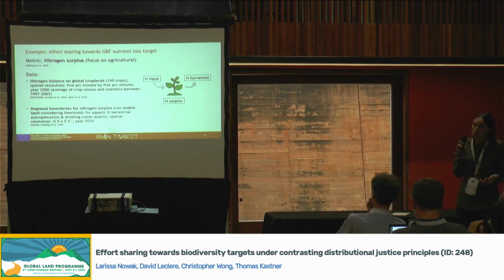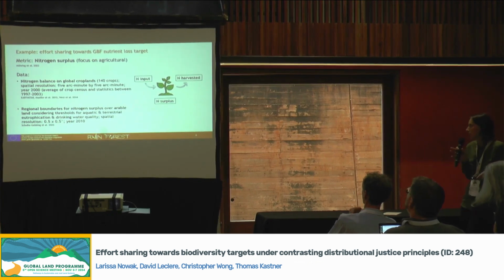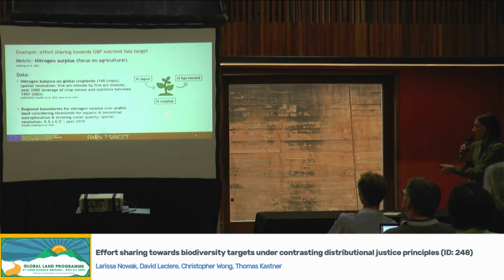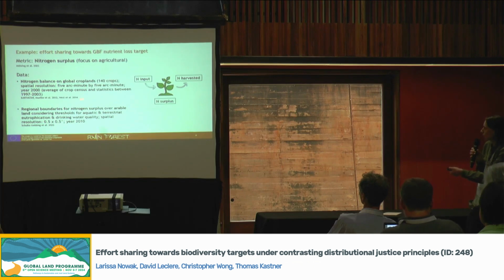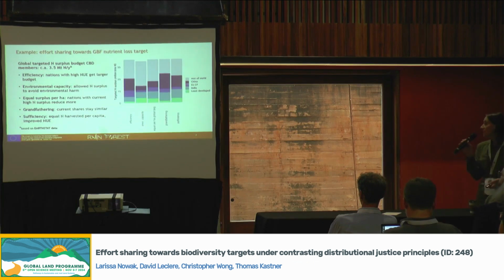In order to look into this, we focused on the agricultural sector, and we focused on the metric of nitrogen surplus, which measures all the input of nitrogen to agricultural areas from fertilizer, manure, deposition, fixation, minus by what you take out with the plant mass, and then you have the nitrogen that ends up in the field and eventually in the environment. We use data on nitrogen balances over global cropland, and we also use published data on regional environmental boundaries for nutrient loss over arable land, and these boundaries consider thresholds for aquatic and terrestrial eutrophication and for good drinking water quality.